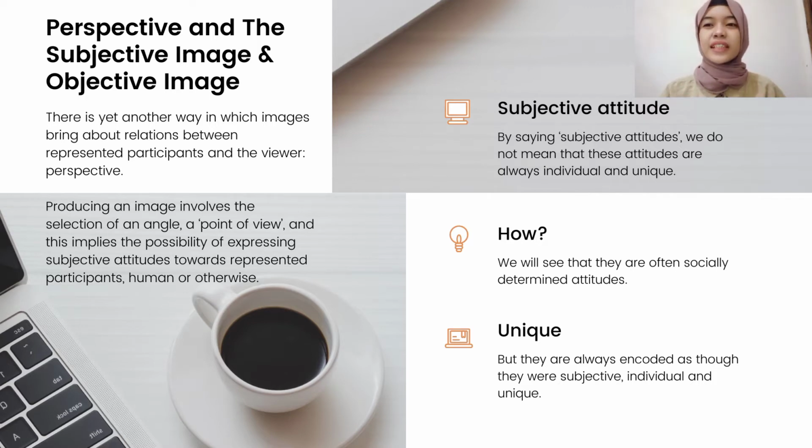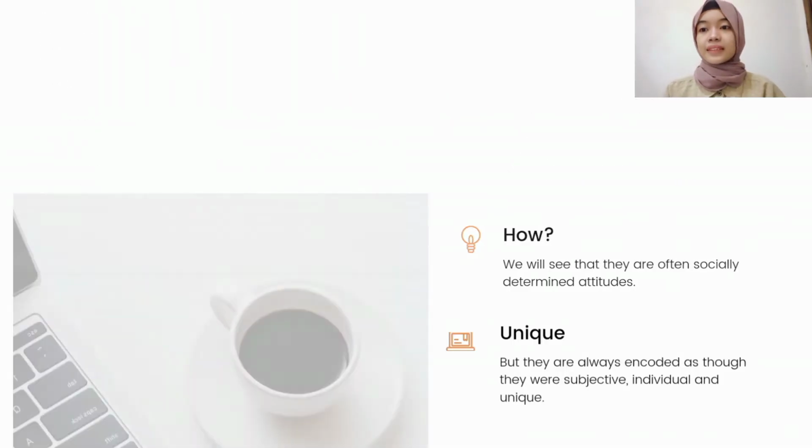Alright, so there is yet another way in which images bring about relation between represented participants and the viewer, called perspective. Producing an image involves the selection of an angle, a point of view, and this implies the possibility of expressing subjective attitudes towards represented participants, humans or even otherwise. By saying subjective attitudes, we do not mean that these attitudes are always individual and encoded as though they were subjective, individual, and unique. Next slide.